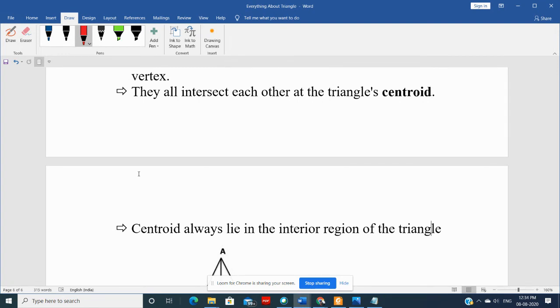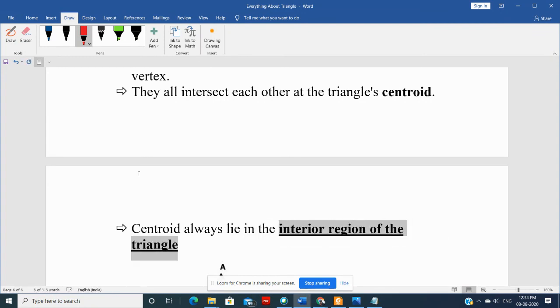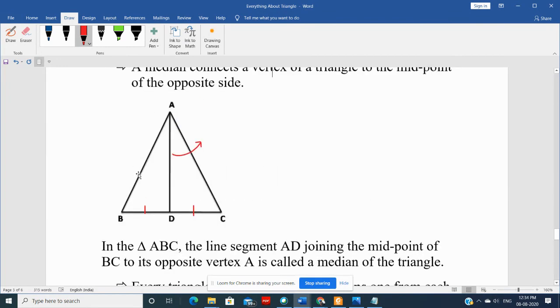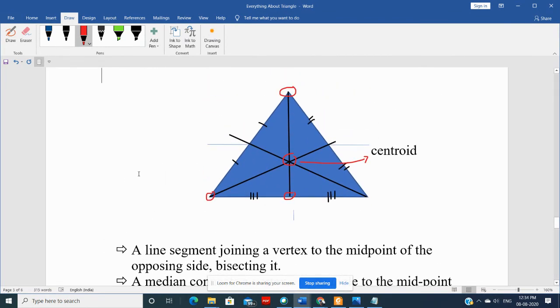Now, there is one more result. Centroid always lies in the interior region of the triangle, right? Let's look at this. They are saying that centroid always lies in the interior region of the triangle. See, in case of this triangle, here this is the centroid.